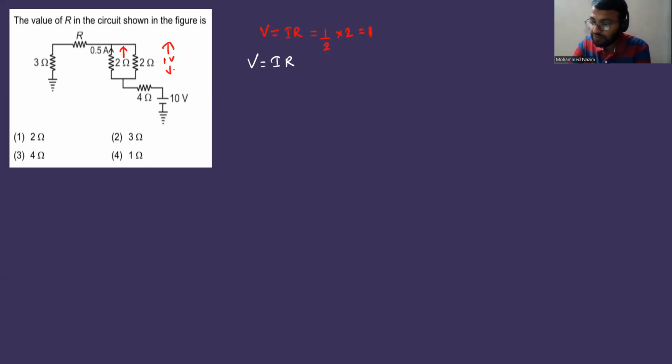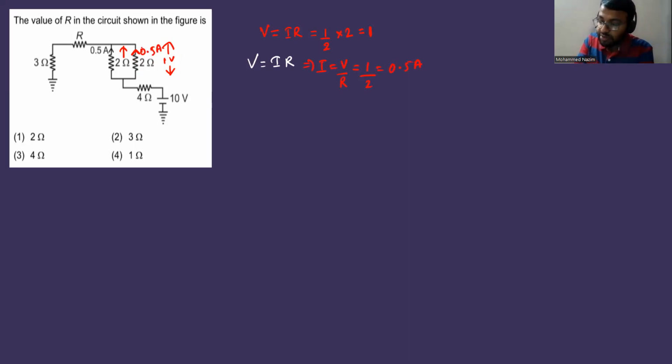This is 1 volt. Now, because this 2 ohm and 2 ohm are in parallel, the voltage will be the same, isn't it? So now you know the voltage and the resistance, so you can immediately find the current. Current is V by R. V is 1, resistance is 2, so it is going to be 0.5 ampere. Here also 0.5 ampere of current will be there.